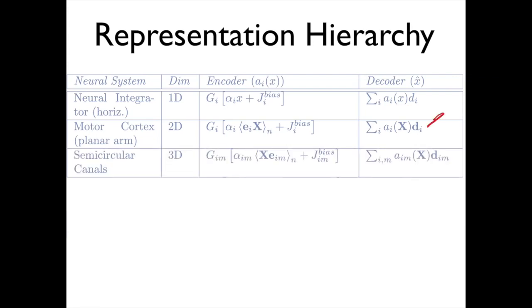We can keep adding dimensions. We can add 3, and then we get up to something that looks kind of like the semicircular canals. These are 3 perceptual sensors that we have in our inner ear that determine head acceleration and velocity in the 3 different dimensions.